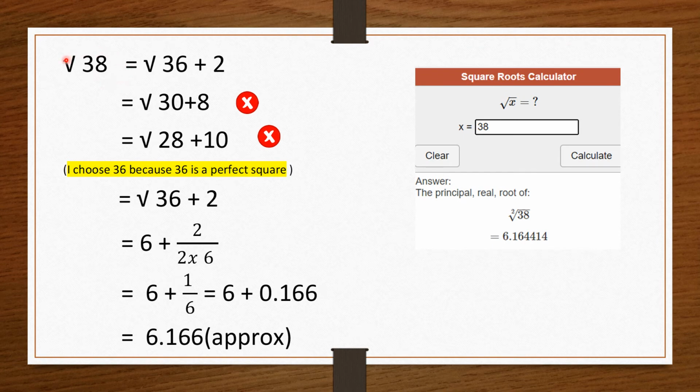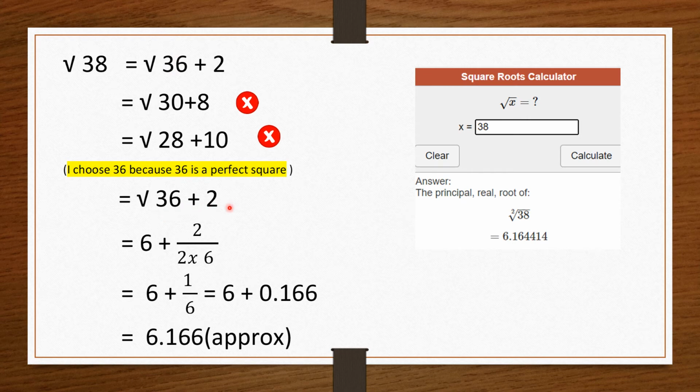Let us solve another two-digit number now. So I have taken 38. So we are going to find out the square root of 38. Now this 38 I have written as a sum of two numbers, 36 plus 2. So this can also be written as 30 plus 8 or 28 plus 10. Still, I am taking 36 plus 2 because 36 is a perfect square.